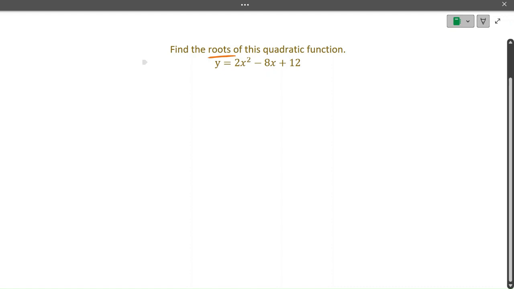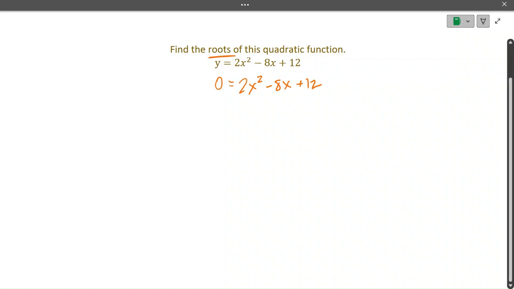But if my solution's imaginary, they don't. And hence they're called roots instead of x-intercepts. So to do that, I have to set my equation equal to 0. Anytime I'm trying to find roots, x-intercepts, zeros, you have to have y equal to 0. So I just did that.